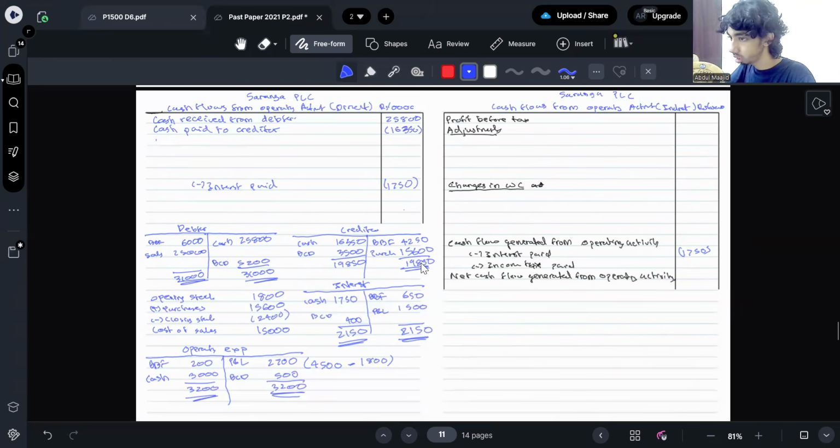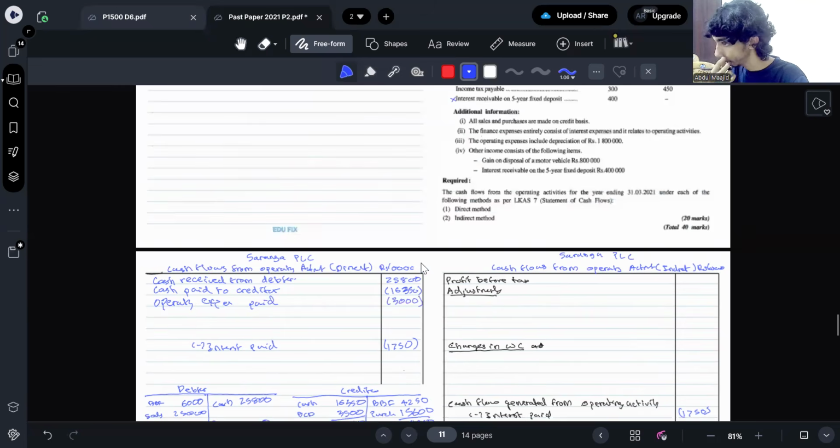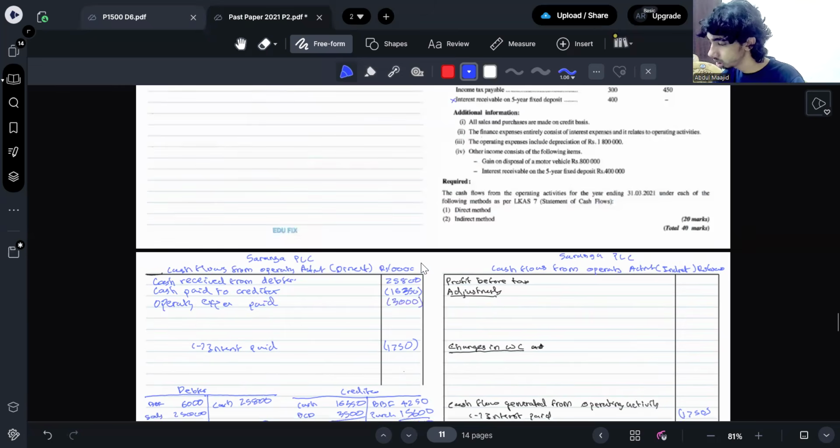So you can say operating expense paid 3,000. Okay. Then next, other income consists of the following. Gain on disposal of motor vehicle, that you can do for the indirect method. You have to add it, right?